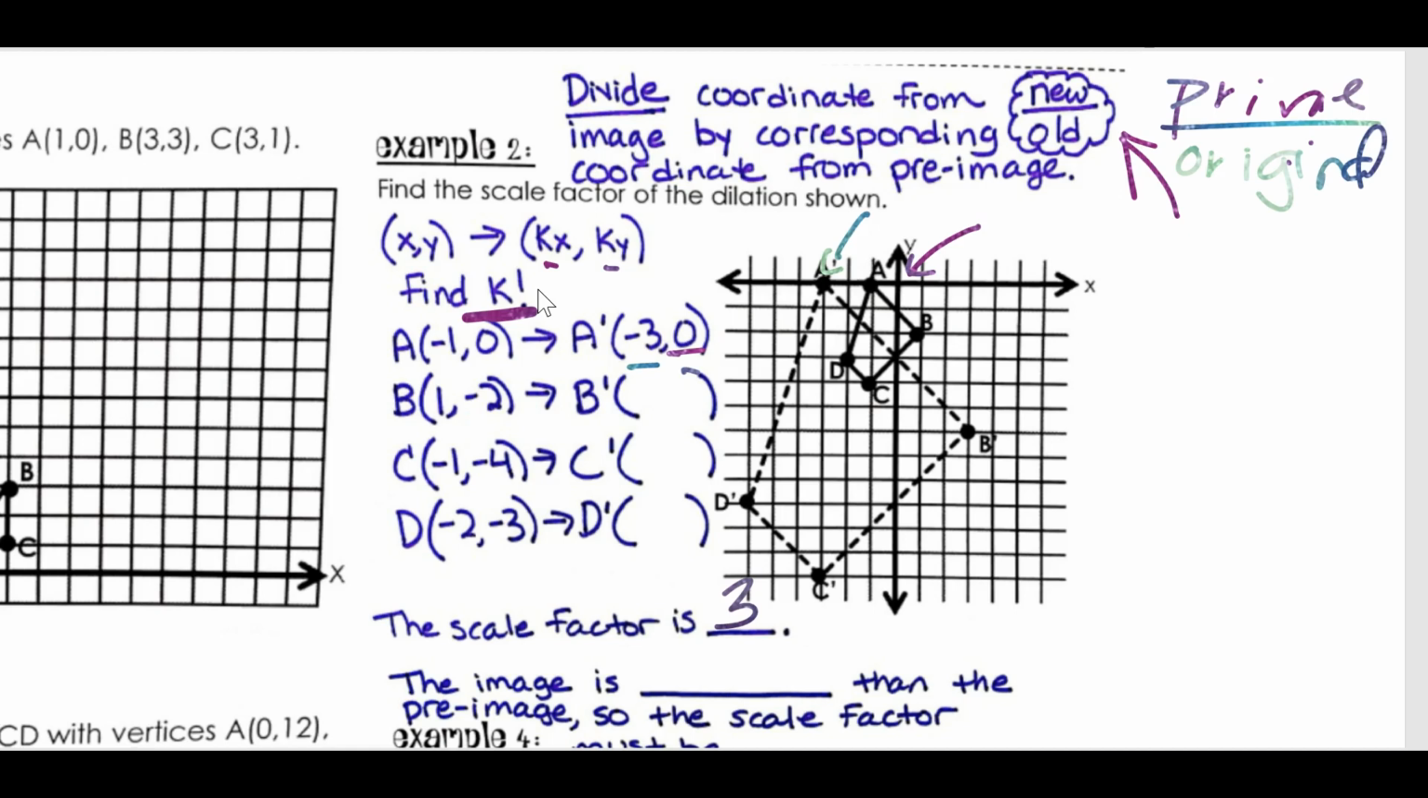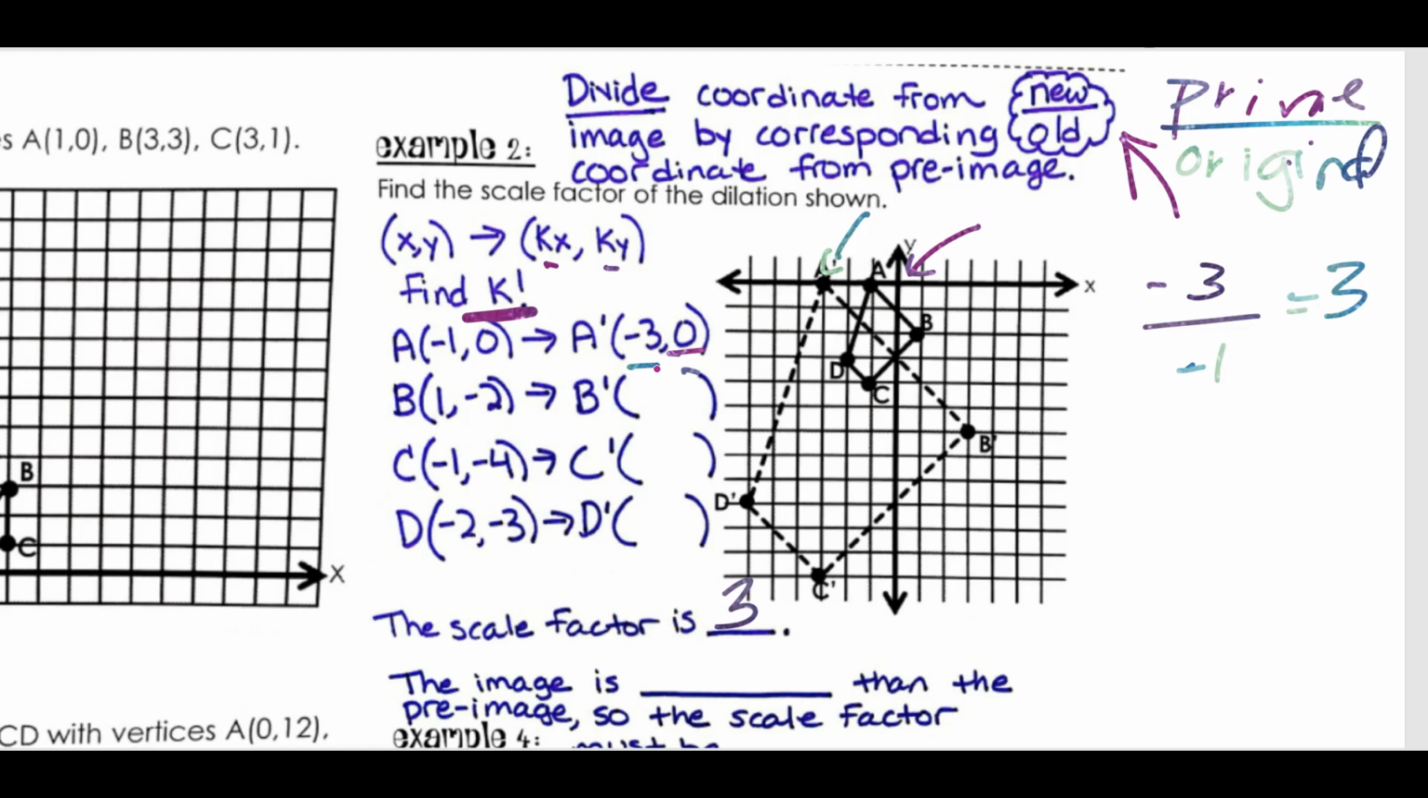To figure this out, if you don't want to ask yourself how does A become A prime, you can take the prime ordered pair, which is negative 3, and divide it by the old ordered pair, the original, negative 1, and you get 3. Now we know if we do 0 divided by 0, we're not going to get that. So we pick numbers that are not 0 to find the scale factor, because anything you multiply by 0, you're going to get 0. So don't do that. All right, so the scale factor is 3.